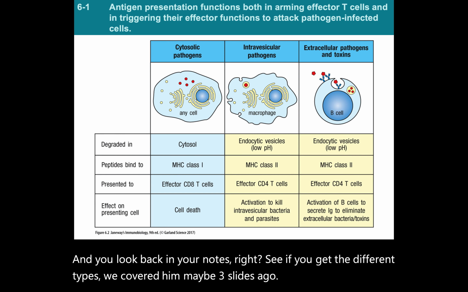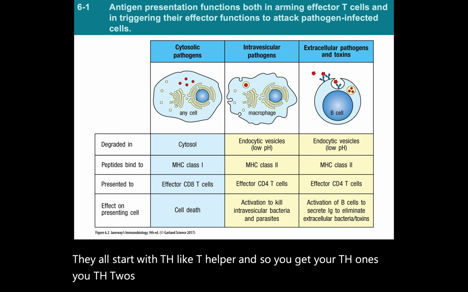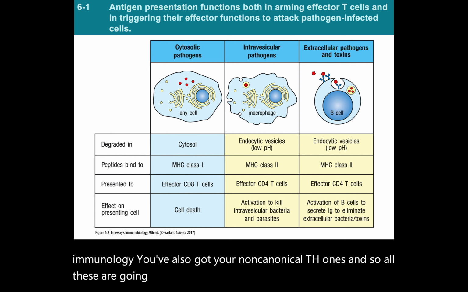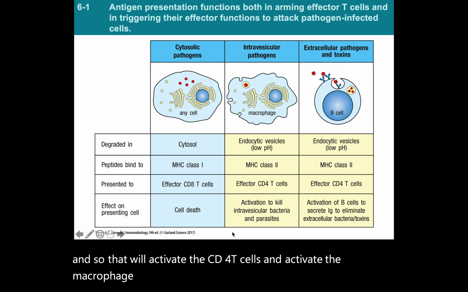They all start with TH, like T helper. And so you've got your TH1s, your TH2s, and your TH17s, because that's how numbers go in immunology. You've also got your non-canonical TH1s. And so all these are going to get antigen presented to them by class 2. And so that will activate the CD4 T cells and activate the macrophage, potentially, to try to kill whatever it is that is infecting them.